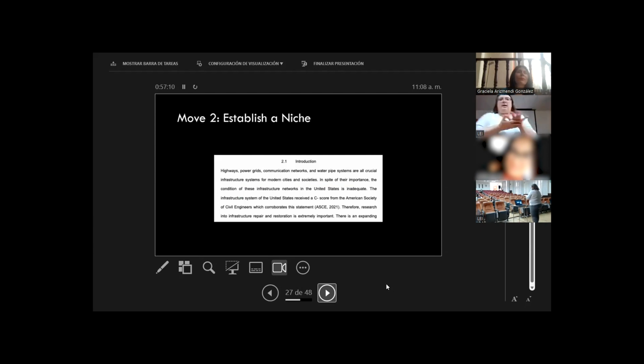All right, I'm going to read these sentences to you, and you're going to look for where is move two, where is a niche being established, right? So a gap, a flaw in previous studies, something we don't know, or a reason to continue doing the research.